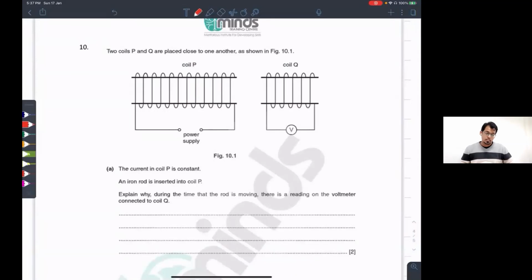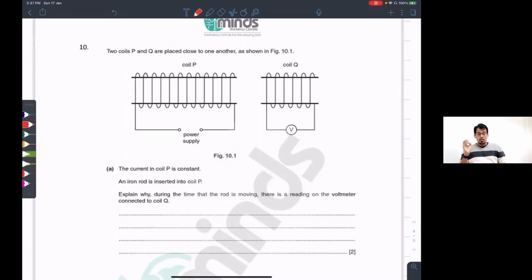Two coils P and Q are placed close to one another as shown in figure 10.1. The current in coil P is constant. An iron rod is inserted into coil P. Explain why during the time that the rod is moving, there is a reading in the voltmeter connected to the coil.